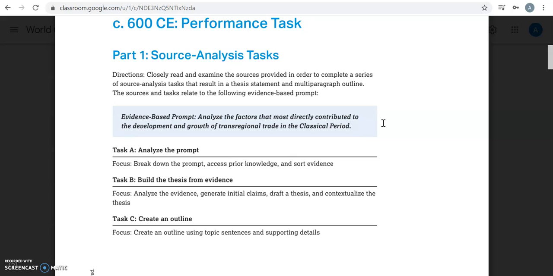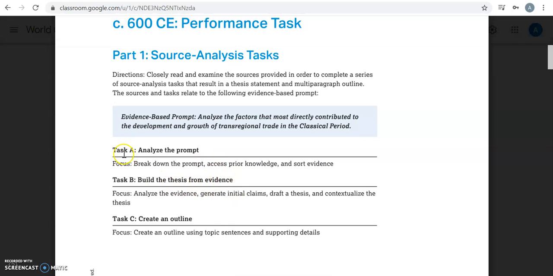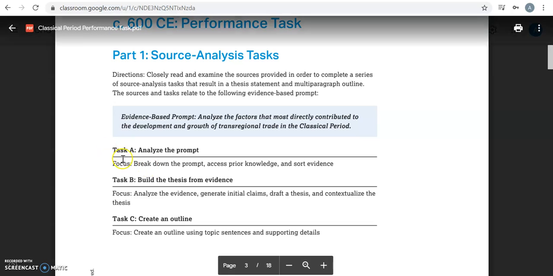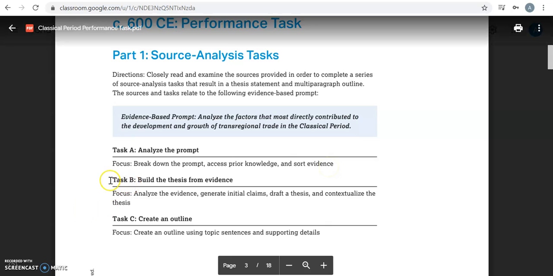So what we're going to do is look at this evidence-based prompt. Task A, analyze the prompt. This is going to be broken down in some of the activities you're going to do in a minute. You focus on breaking down the prompt, accessing prior knowledge, and sorting the evidence. Task B, build the thesis from evidence.